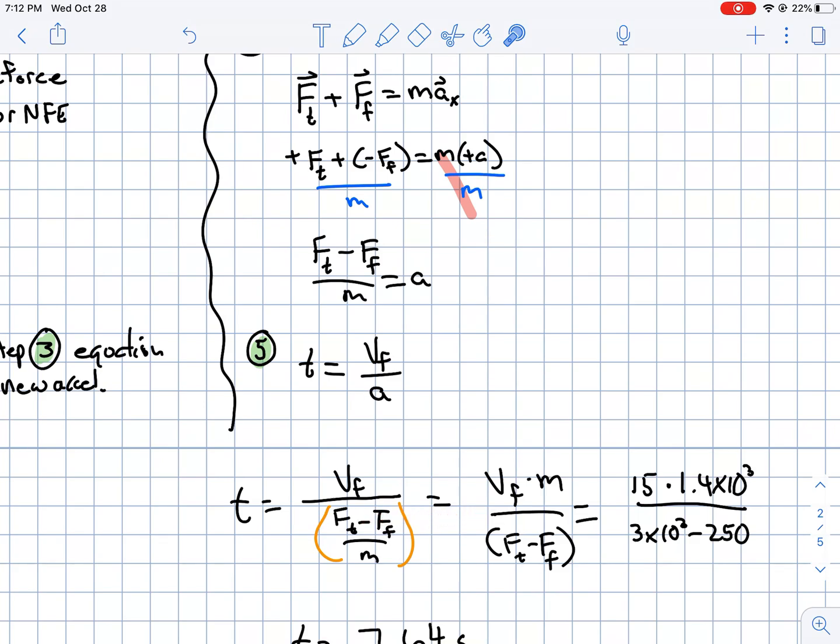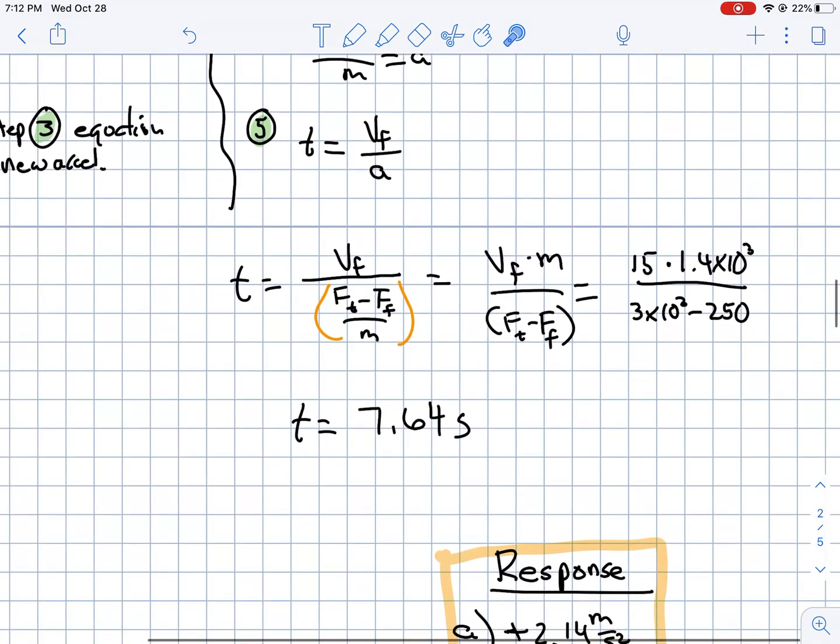Do some algebra, and I'm going to end up with the final velocity times mass divided by the quantity FT minus Ff. Substitute in the 15 meters per second. This was the mass of the car. This was the maximum tension, and this is the resistive force. I'm going to do all that math, and I end up with a time of 7.64 seconds.